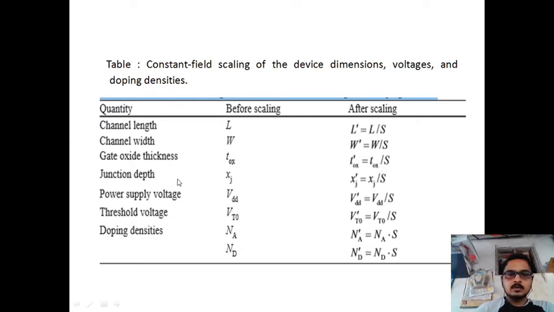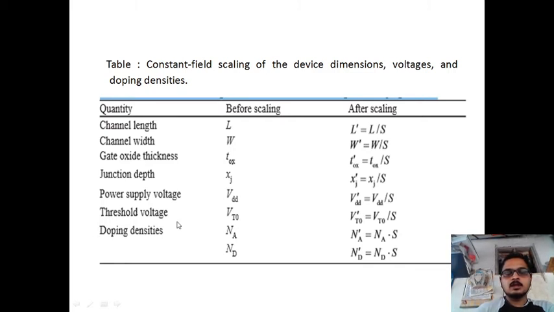The junction depth, that is XJ before scaling, after scaling is XJ by S. The power supply voltage before scaling and after scaling is VDD by S. Threshold voltage before scaling VTO, after scaling is VTO by S. See here the doping density. This doping density is not scaled.